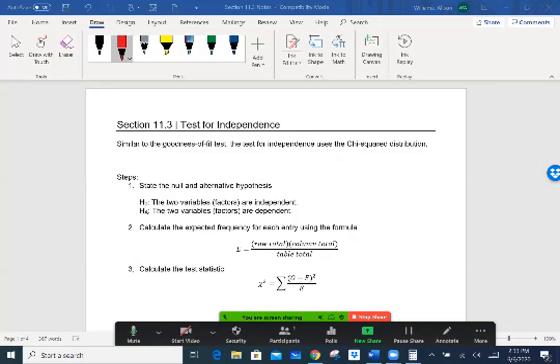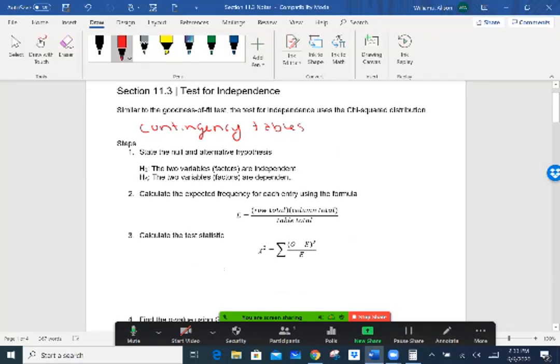So similar to the goodness of fit test, it uses the chi-squared distribution. And our data is going to be organized into contingency tables. So we've seen that before, contingency tables. Another way of phrasing that is two-way tables. And the two things that we're comparing are these variables that we are interested in, wondering if they're independent or dependent.